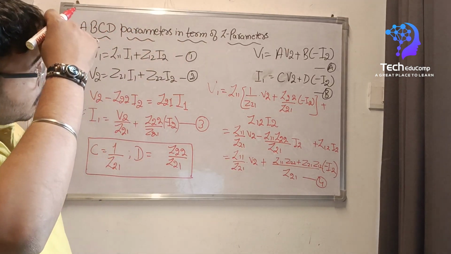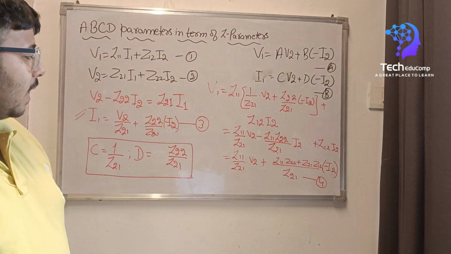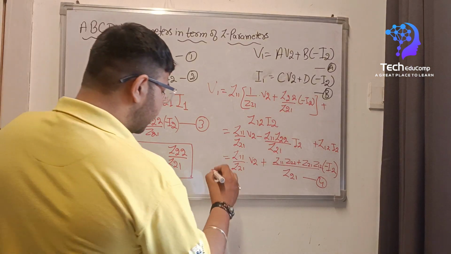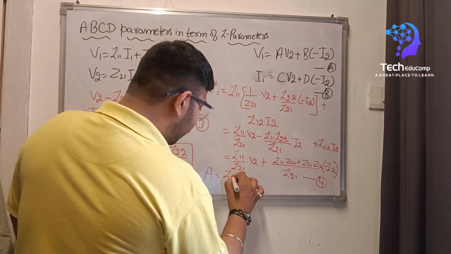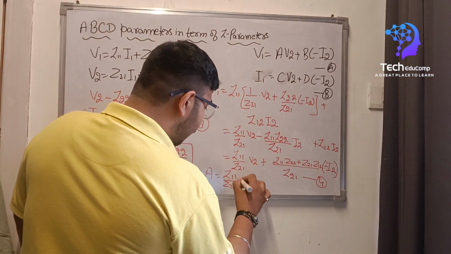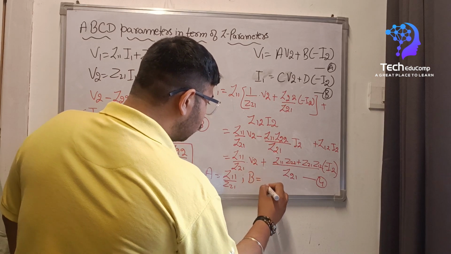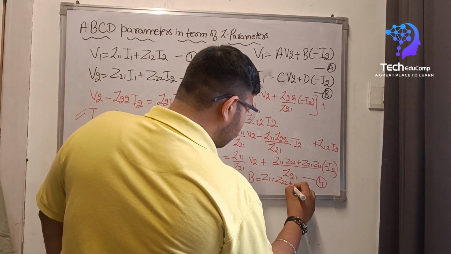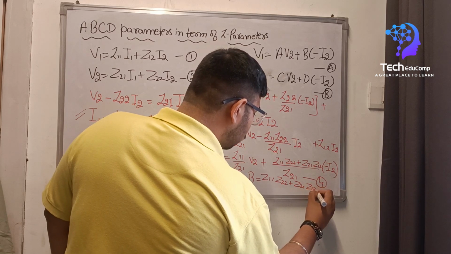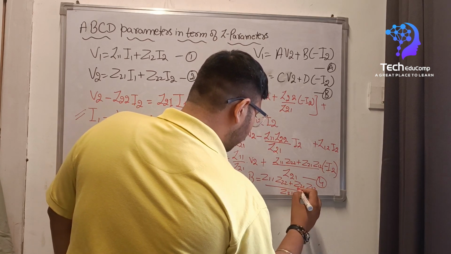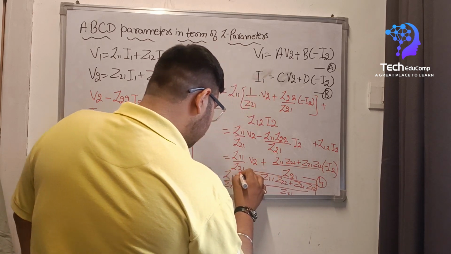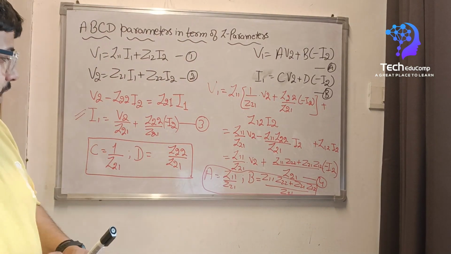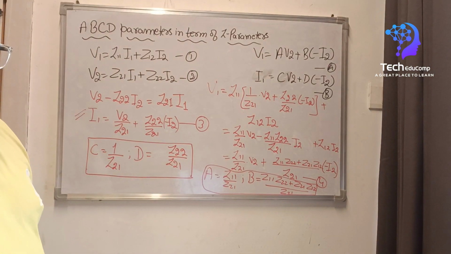So when I compare equation number 4 and equation number A, we get A is equal to Z11 upon Z21, and B is equal to Z11 into Z22 plus Z21 into Z12 upon Z21. Okay. This is how you write the ABCD parameters in terms of Z parameters.